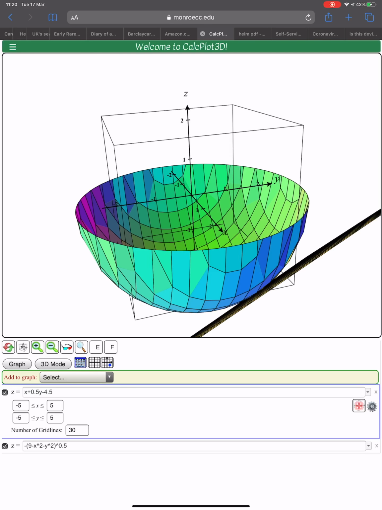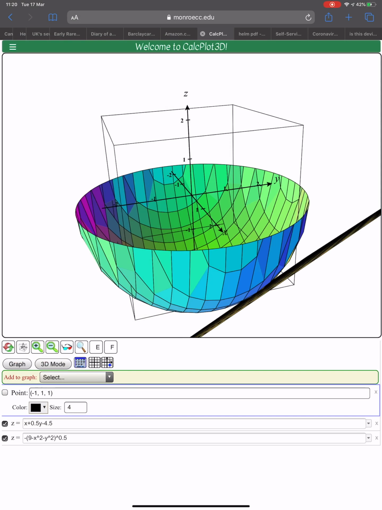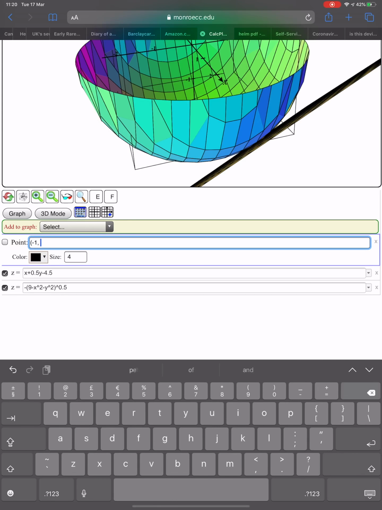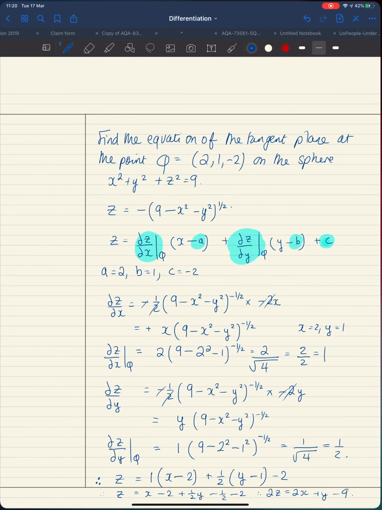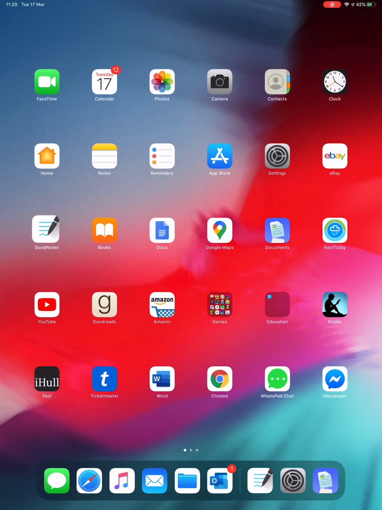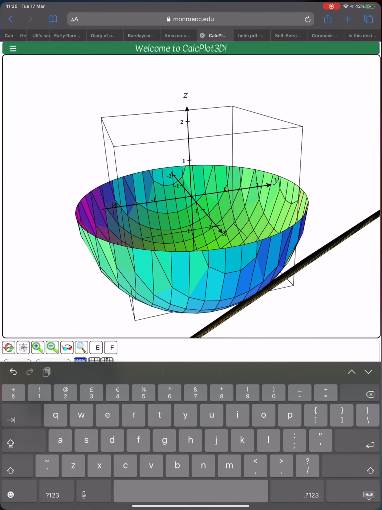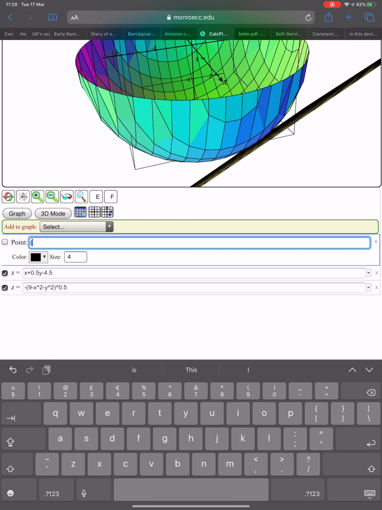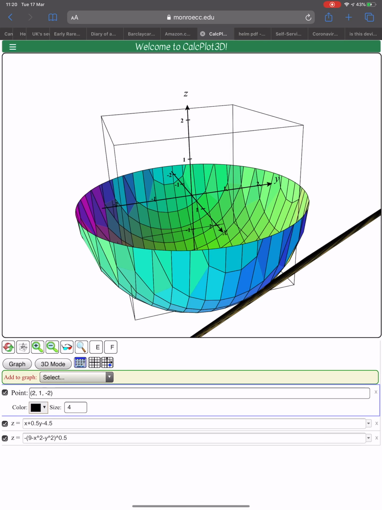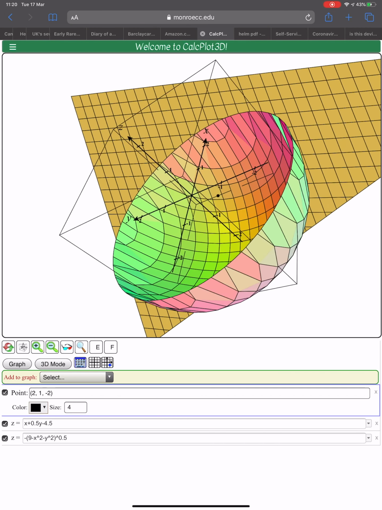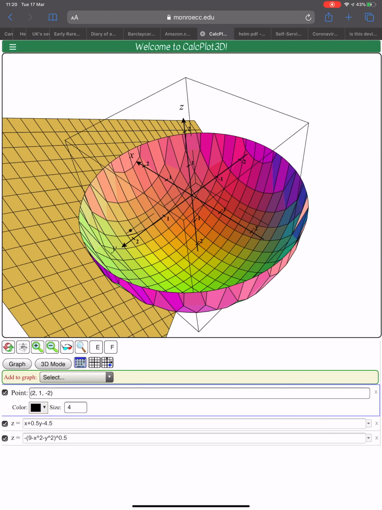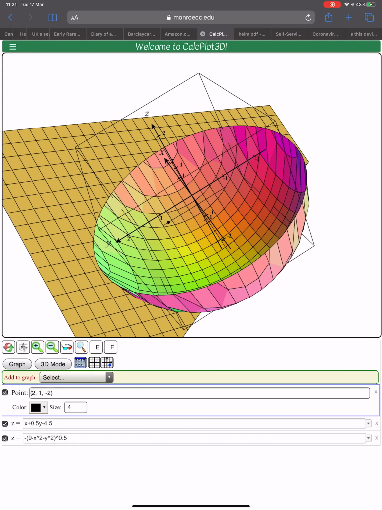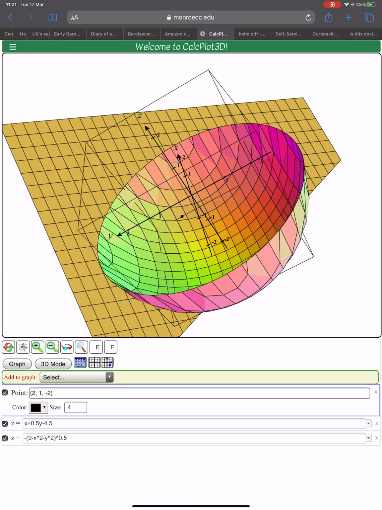Add to graph a point. Let's put on the point: 2, 1, minus 2. Let me just check my point. 2, 1, minus 2, yeah. Let's plot the point, 2, 1, minus 2, and then we'll be able to see it. 2, 1, minus 2, close bracket. Where's the point? 2, 1, minus 2. Can you see it's there, that dot?